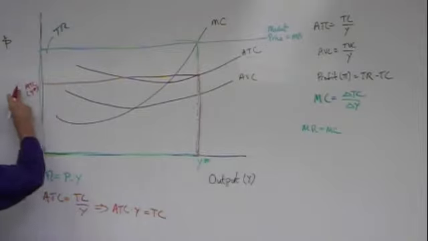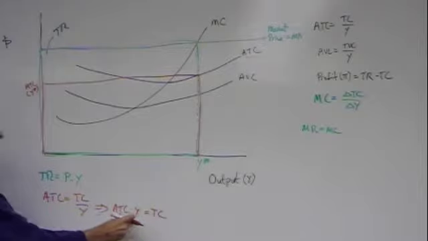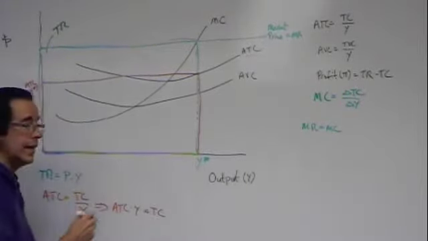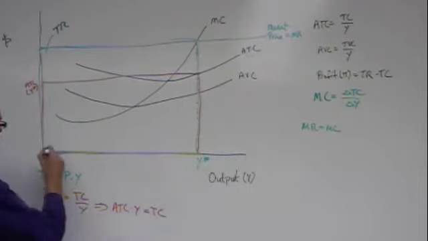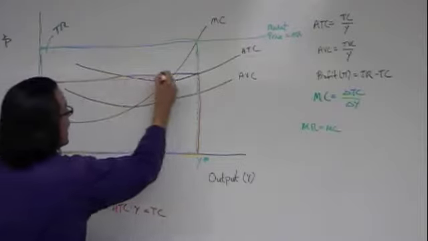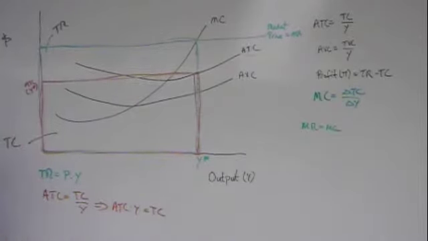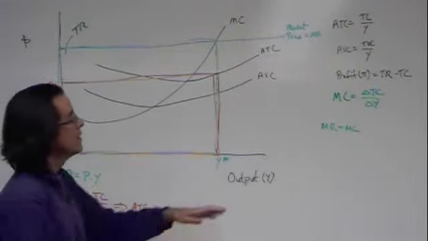So this is the average total cost at that y star. Okay, so we have our average total cost, our height, we have our output, the y star, our width, and again, height times width is equal to the area of the box. So the area of this box represents the total cost.